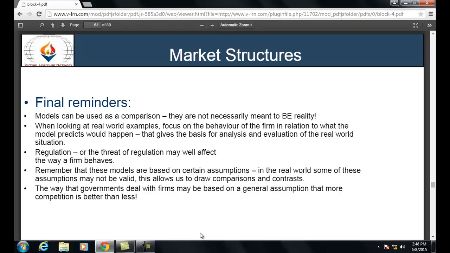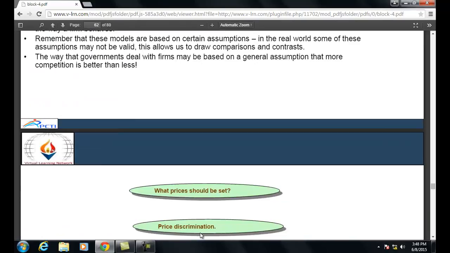Regulation: the threat of regulation will affect the way a firm behaves. Remember that these models are based on certain assumptions. In the real world, some of these assumptions may not be valid. This allows us to draw comparisons and constructs. The way that government deals with firms may be based on general assumptions that more competition is better than less.